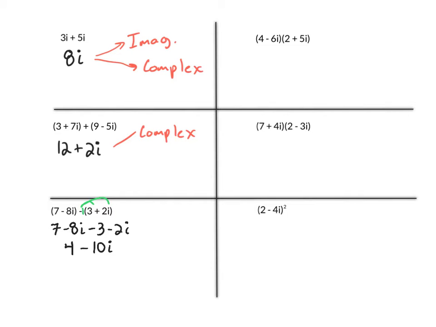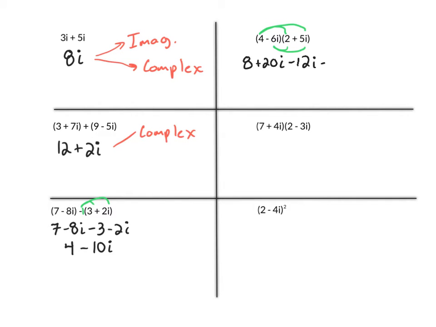Moving on to multiplication. Multiplication of complex numbers works just like polynomials. We have to distribute. So I'm going to distribute the 4. Then I'm going to distribute the -6i. So if I distribute the 4, 4 times 2 gives me 8. 4 times 5i gives me 20i. So I distribute the 4 to both terms. Then I have to distribute that -6i. -6i times 2 is -12i.